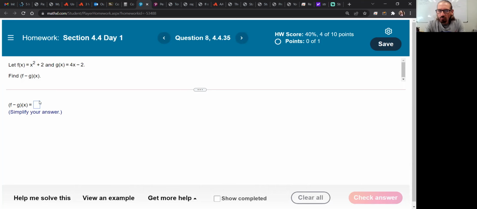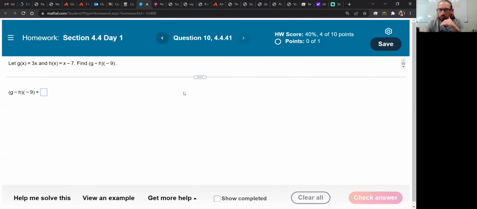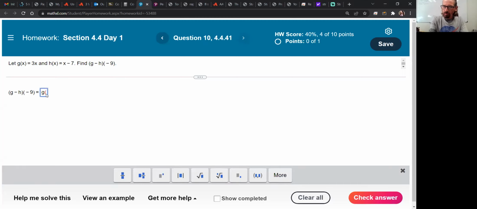Here they ask for subtraction. Again, I could evaluate on an individual basis. Okay, here's one where we're supposed to evaluate. So again, I could evaluate on an individual basis, g at -9 and h at -9, and then do my subtraction.